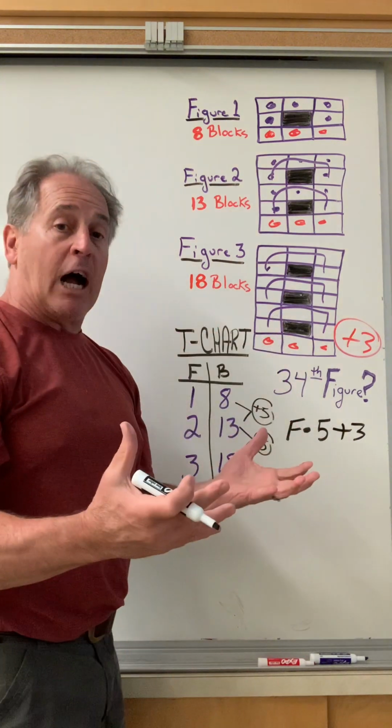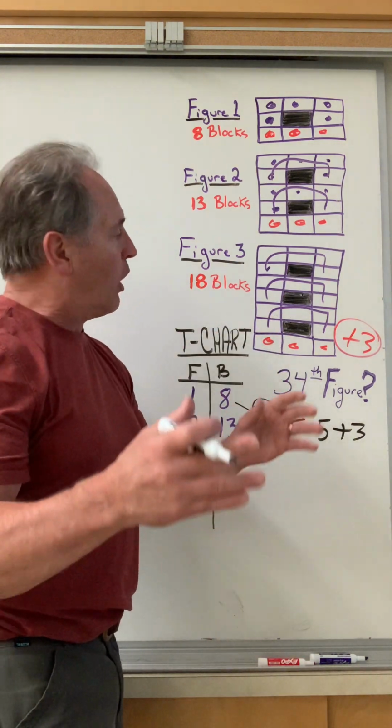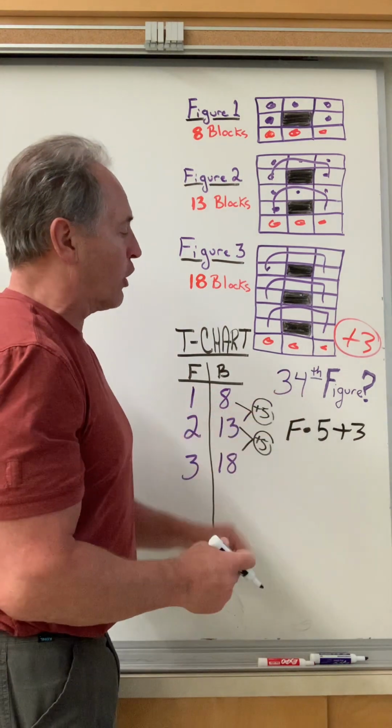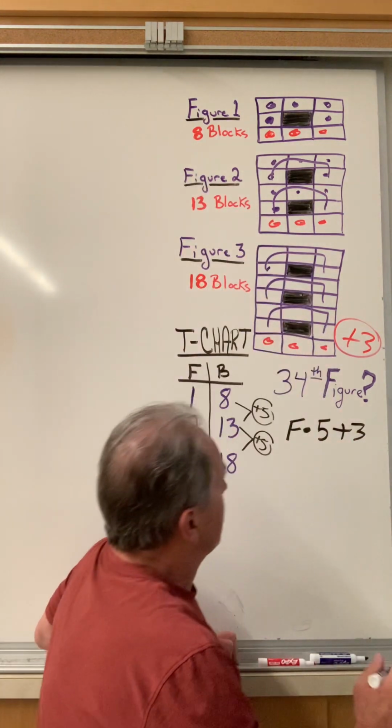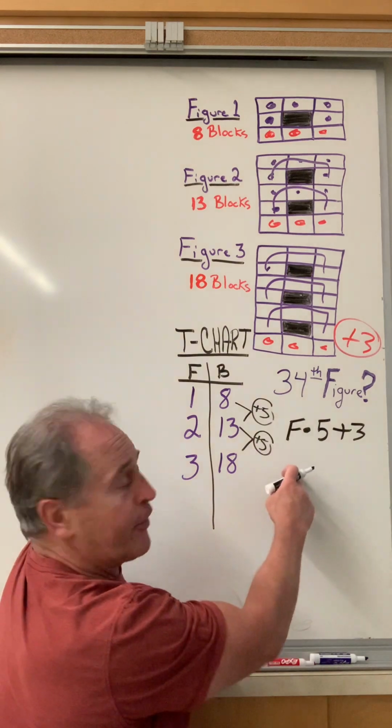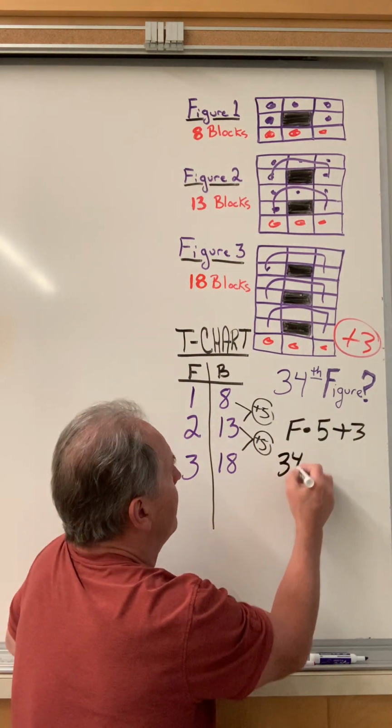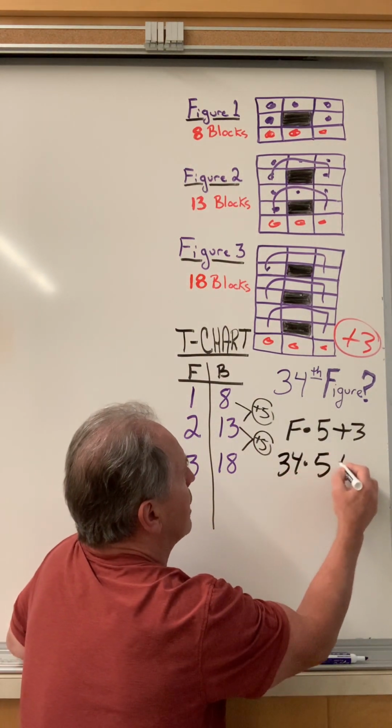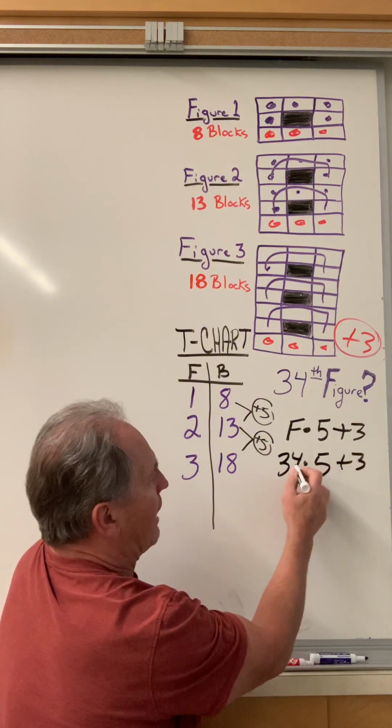You can figure out how many blocks are needed for that figure number, right? Well, let's move on and do that for the 34th figure. So all I got to do is come down here and I plug in 34 for the F. So I go 34 times 5 plus 3. And then I take 5 times 34.